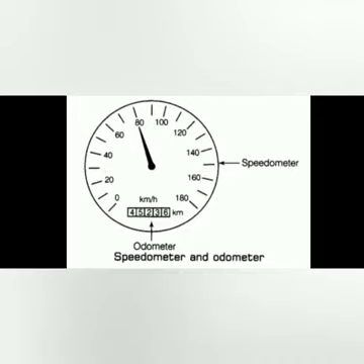Here we can see the speedometer and the odometer. The odometer, here down we can see kilometer per hour, 4, 5, 2, 3, 6. It is showing how many kilometers we have traveled. And this total instrument is nothing but the speedometer. It is showing the needle, 80 kilometers per hour speed we are traveling. Okay. So this is the picture of speedometer and odometer.